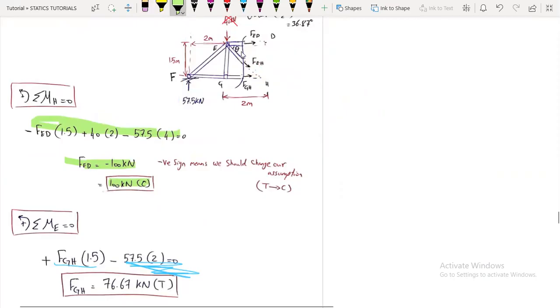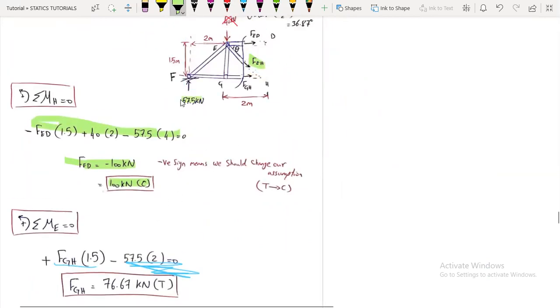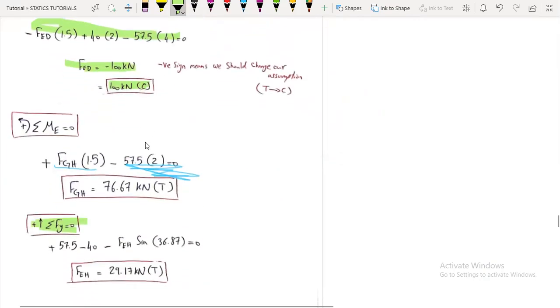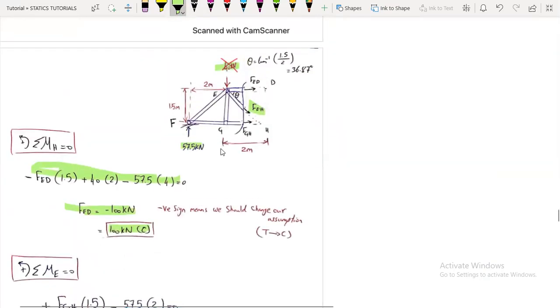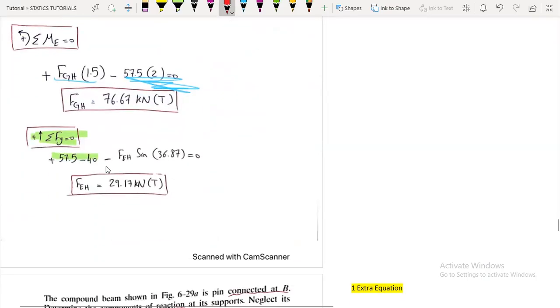Now, finally, to find FEH, okay, we can take summation first in Fy. So we have plus 57.5 minus 40. Here it's only horizontal force, and here also it's a horizontal force. So here we can say FEH sine theta, but it will have a negative value. Okay, so minus FEH sine theta. And we will get FEH to be a positive, so our assumption is correct.